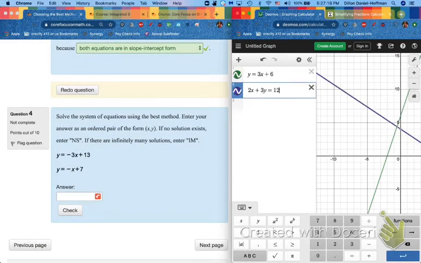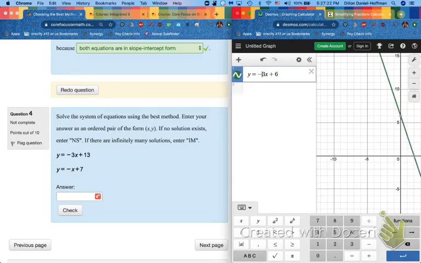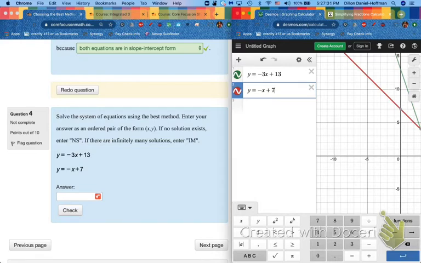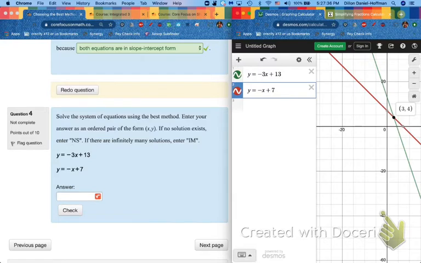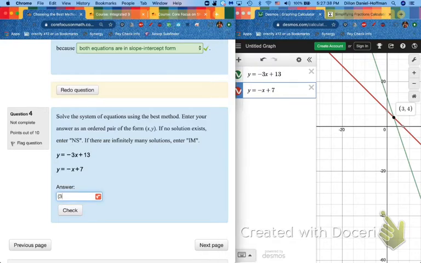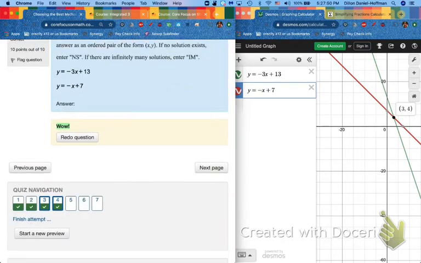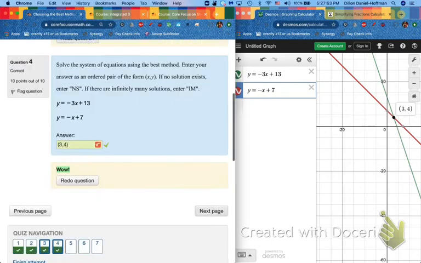So I've got y equals negative 3x plus 13, and y equals negative x plus 7. I can see these graphs. Well, I can't really see. Oh, there they are. Zoom out. They touch at 3, 4. Easy peasy. Once my internet loads, it should confirm it. There we go. Easy, easy, easy.